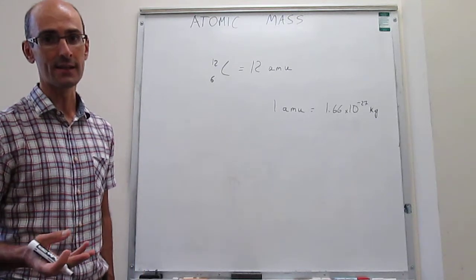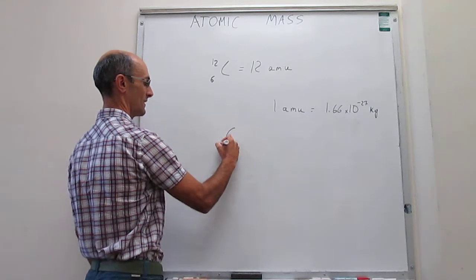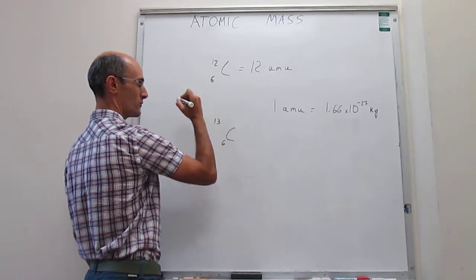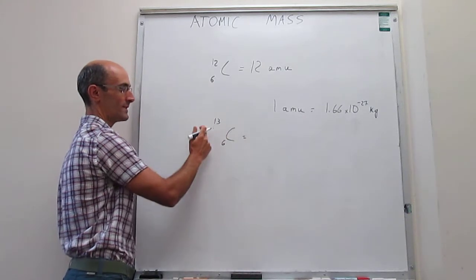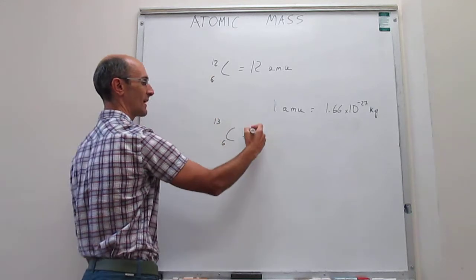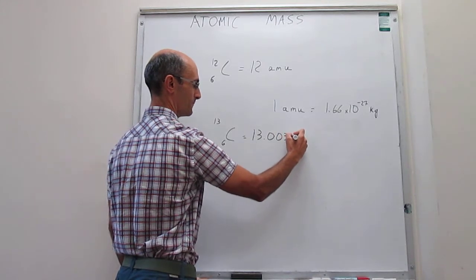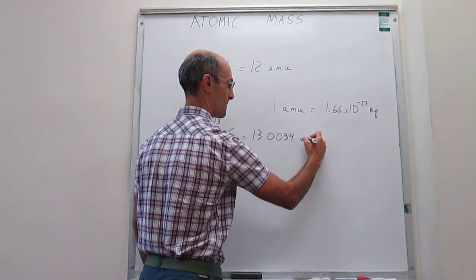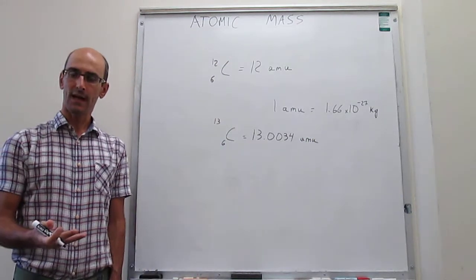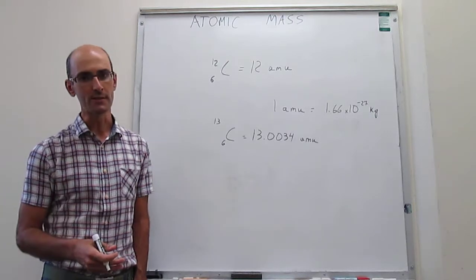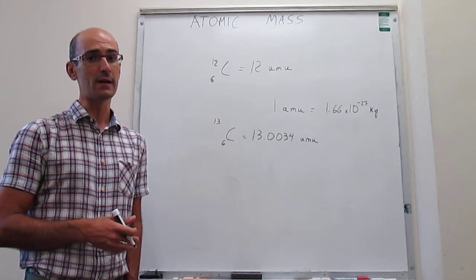For example, if you study the carbon-13 isotope of carbon, so still C6, but now you add one more neutron, it turns out that we can weigh the difference between this carbon and that carbon, and then come up with a number: 13.0034 AMUs. Like this, you can get weights for every single isotope in the periodic table that exists, and now we actually have to worry about the periodic table.